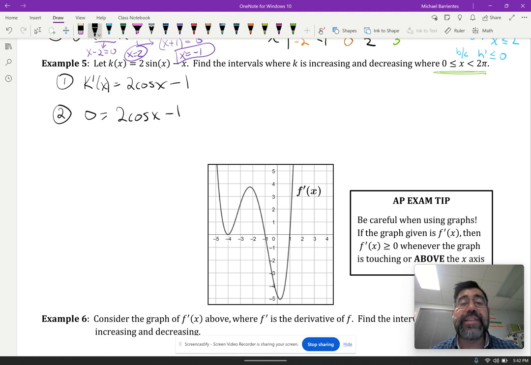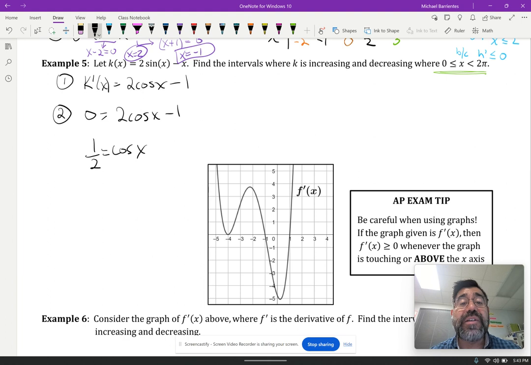Great. Let's solve for x. Well, I'm going to add 1 over. I'm going to divide by 2. Can I do that in the same step? I can. Are you okay with that? Because I just did it. So I added 1 over, divided by 2, and I got to this point.